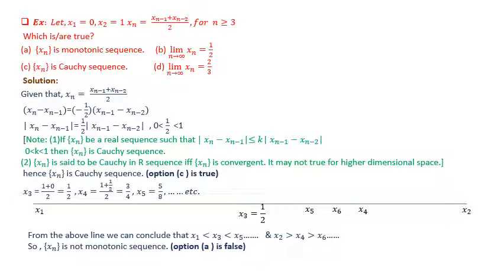This problem is taken from the NET examination. The problem is: let x1 equals 0, x2 equals 1, and xn equals (xn minus 1 plus xn minus 2) by 2 for all n greater than or equal to 3. Now which is or are true?